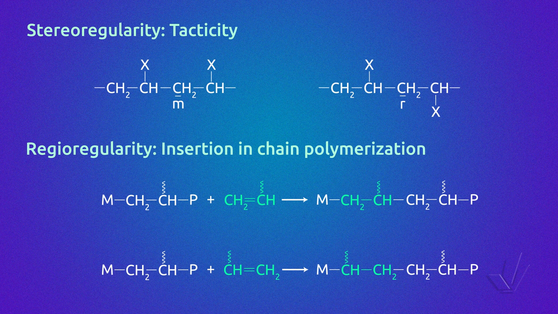The regio regularity comes from the statistic nature of the chain polymerization, where an asymmetric monomer formed by a methylene carbon 1 and a methine carbon 2 normally inserts in the growing polymeric chain with the methylene carbon bonded to the metal and the tertiary carbon to the last polymeric unit. This normal insertion is called 1-2, but as the polymerization is statistic, errors or an inversion can occur, and the incoming unit inserts 2-1. These two situations will result in different polymeric structures that can be differentiated by carbon-13 NMR.